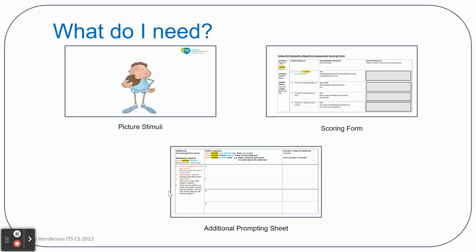So what do you need? Once you purchase the baseline assessment, you will have the picture stimuli, the scoring form, and an additional prompting sheet. There's also the instructions and the guide, which if you read through, that'll give you all the information that you need to know. But when we're delivering it to the child, these are the things that we need in place.